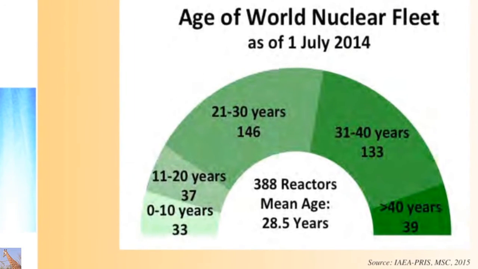Now, in the absence of large new build programs, it is clear that the average age of the current fleet increases constantly. We can basically always add a year. We don't even have to calculate. When we calculate it a year later, the fleet is a year older, right? It's pretty amazing. So currently it stands at about 29 years. That's the average age of the reactors operating.